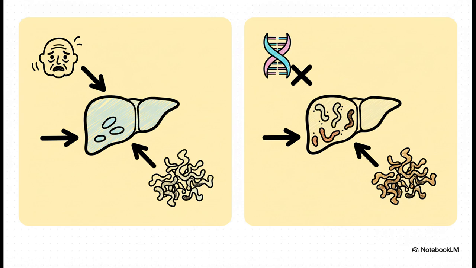Then, on the other side, there's hereditary ATTR. And here, a genetic mutation means the liver is actually making a faulty, unstable version of the protein right from birth. And as you're about to see, knowing which one it is, well, it changes absolutely everything.